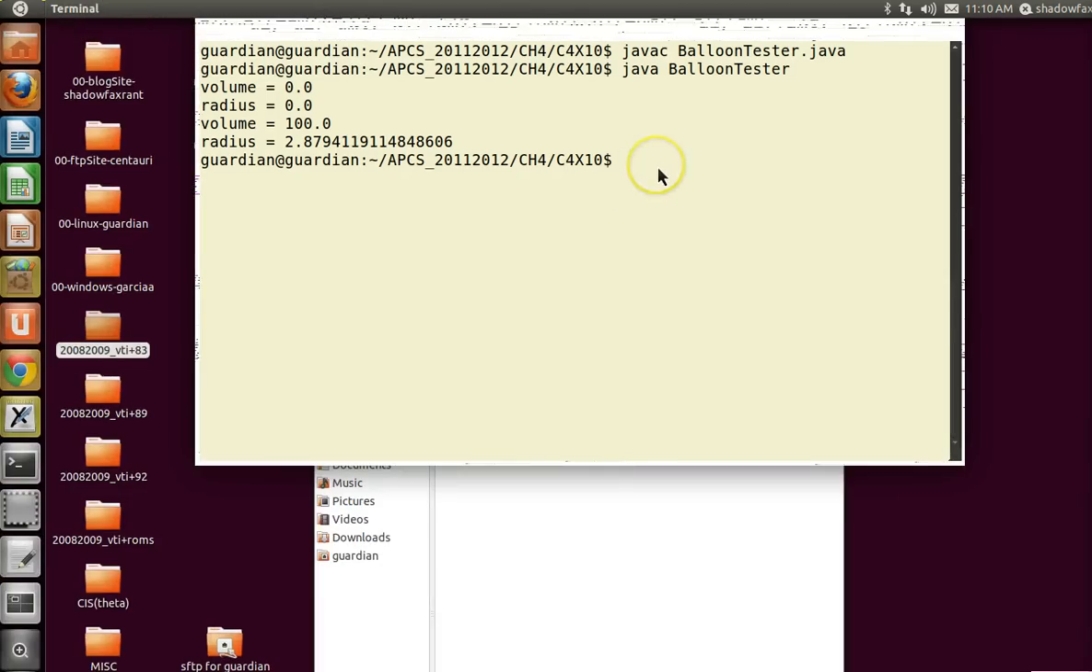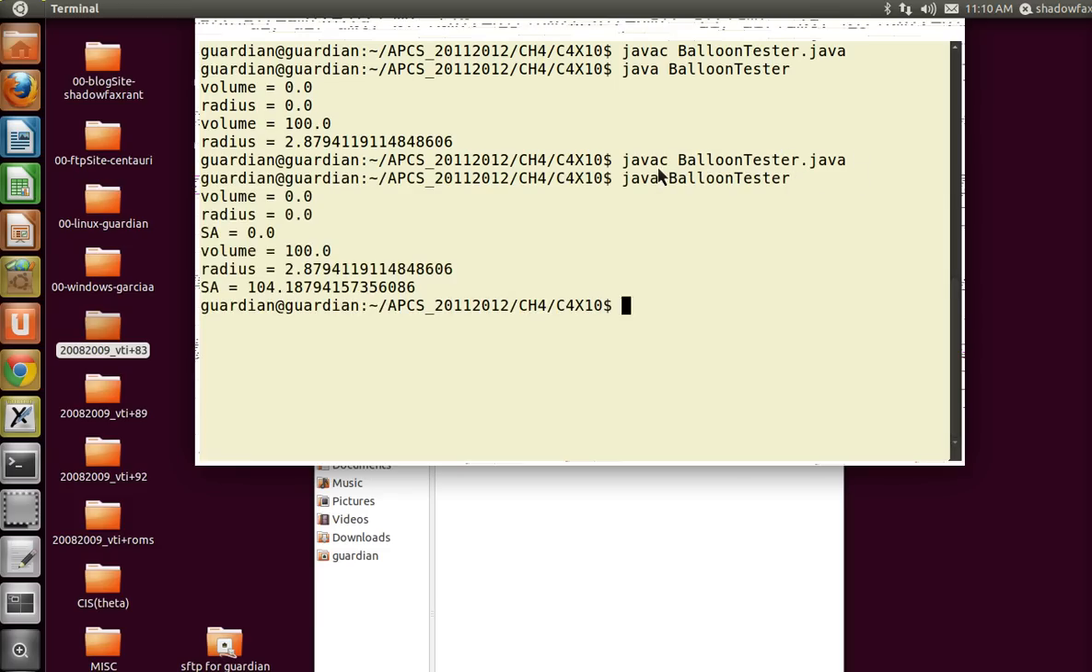All right, so here I'm going to javac it again. And here I'm going to java it again. And apparently when the volume is 100 cc's, the radius is 2.879 centimeters roughly, and the surface area is 104.188-ish. Is that what you got? Well, we should check with Ziggy.